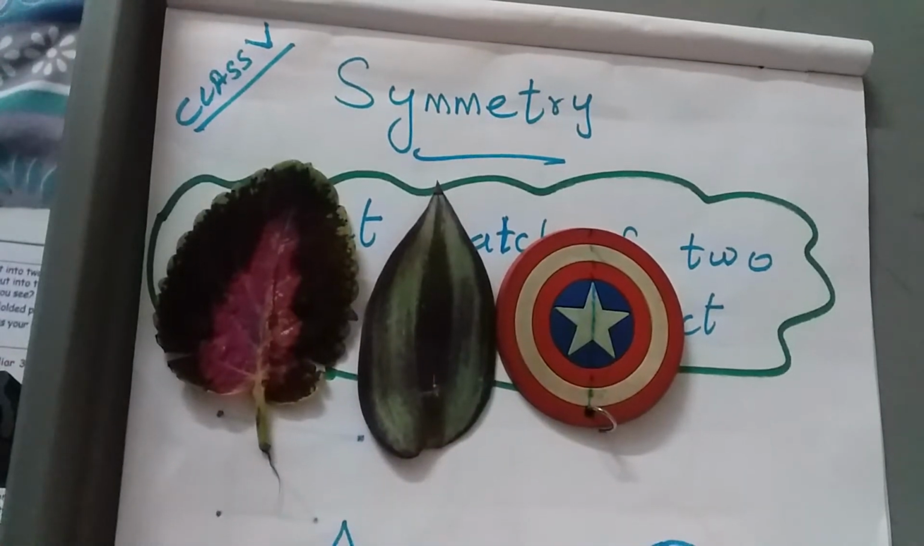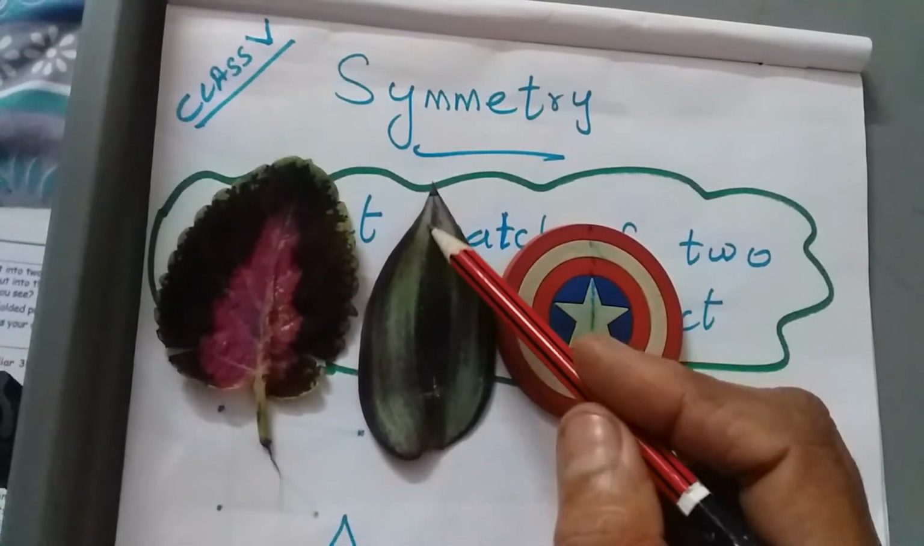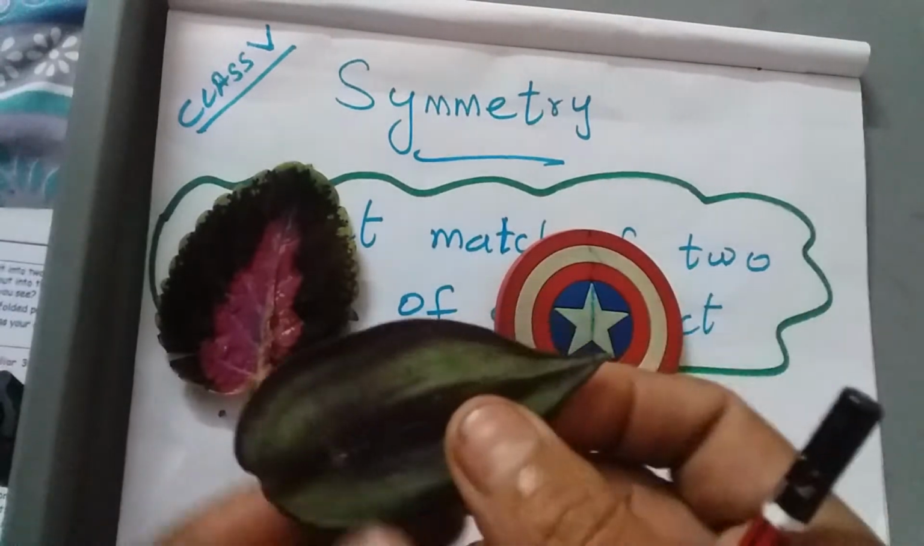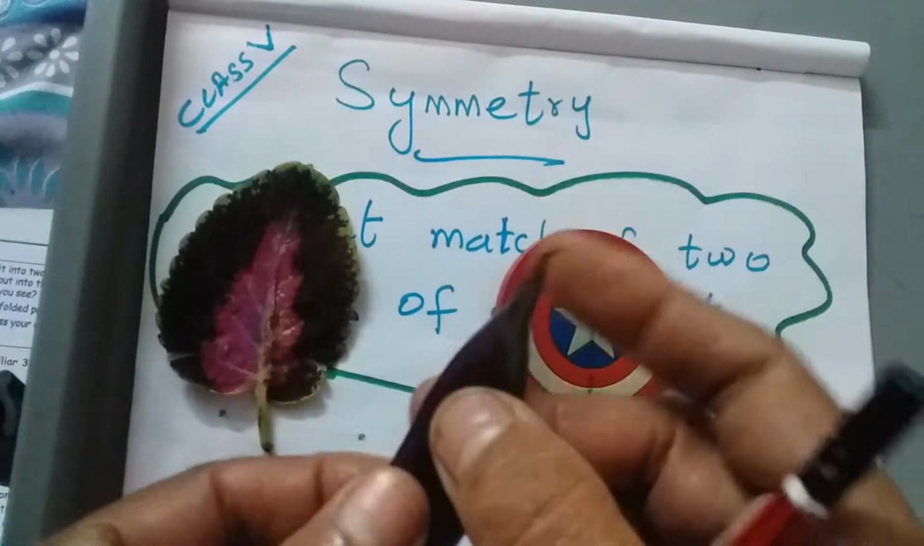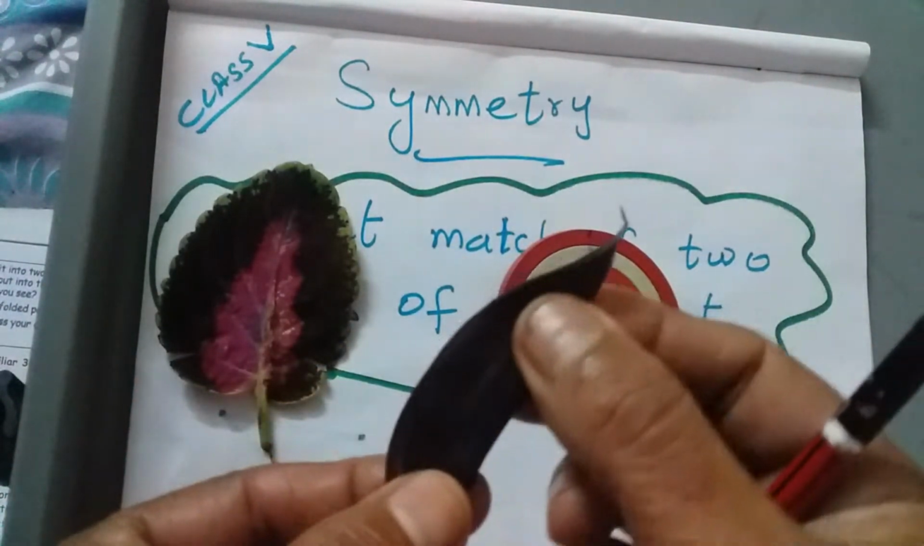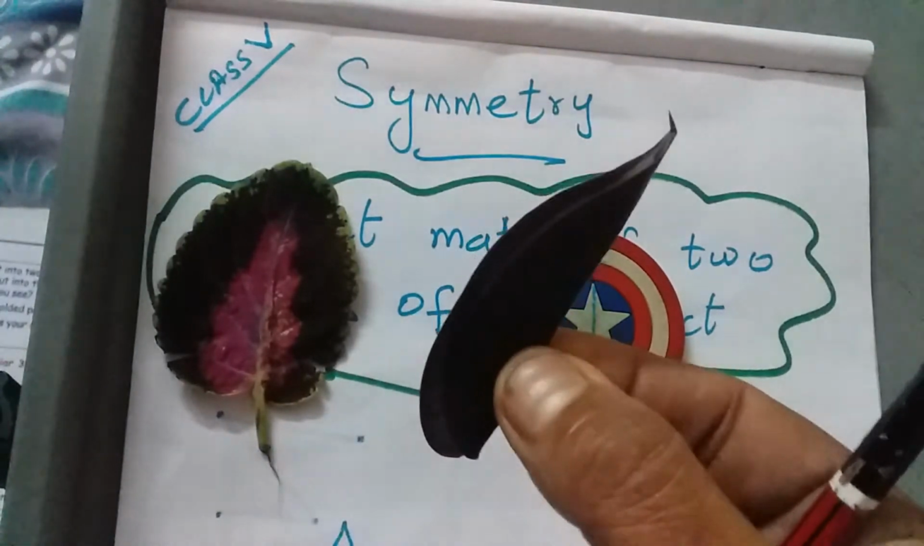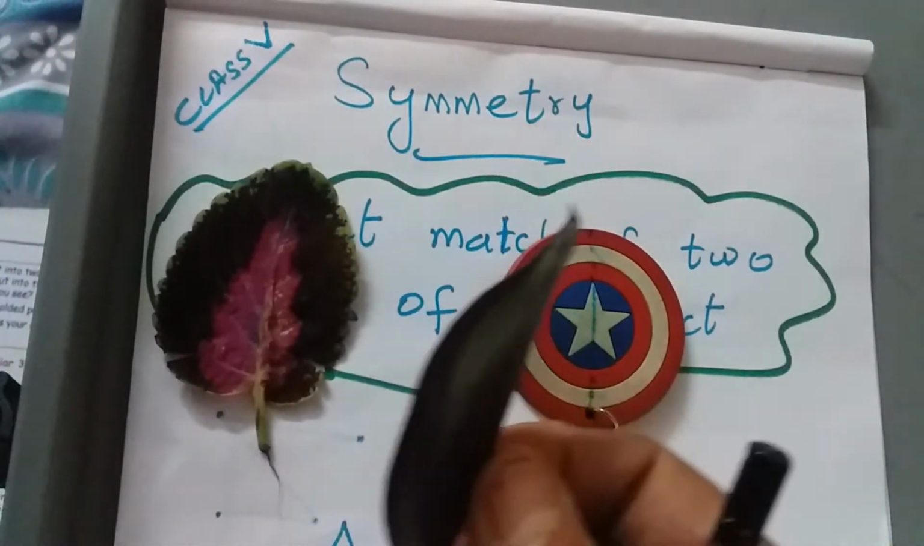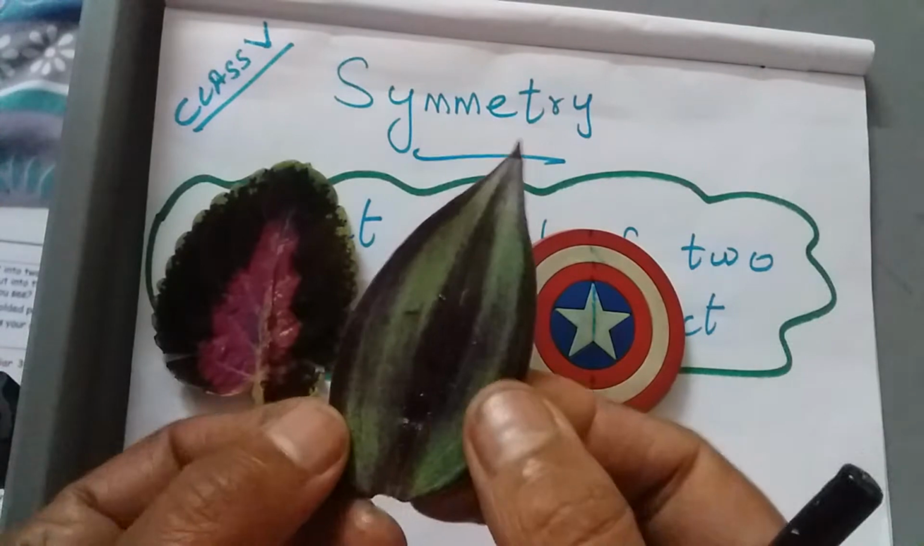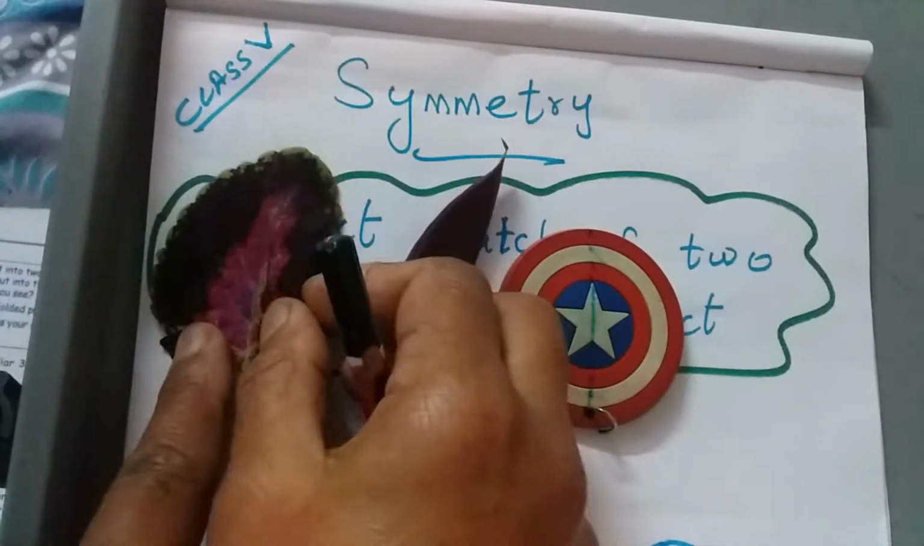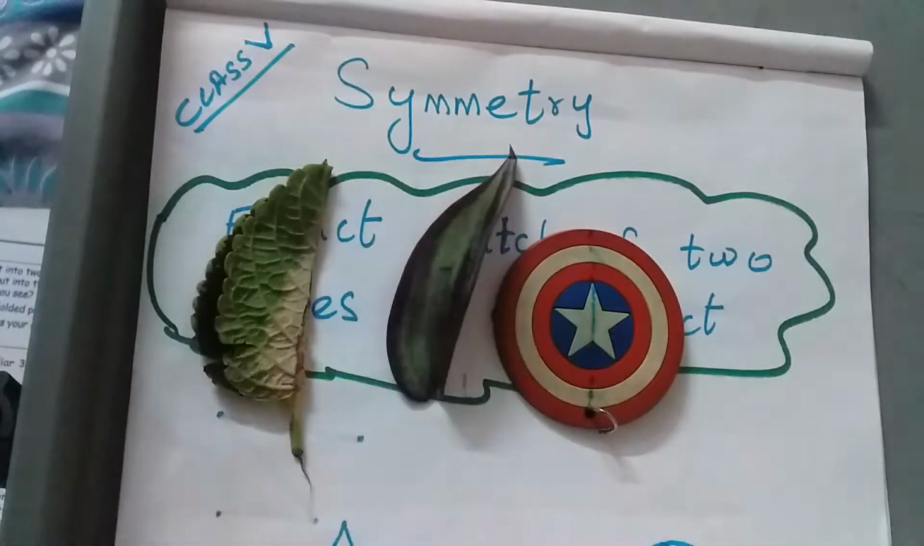Okay. Now see this leaf. This is also so symmetrical. This line, both the halves are equal in shape and size. When you fold it like this, the two portions match on each other exactly. So this can be divided into two equal parts. One matches on the other. In the same way this leaf also matches on the other exactly.